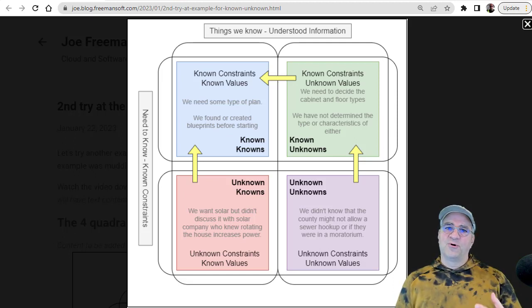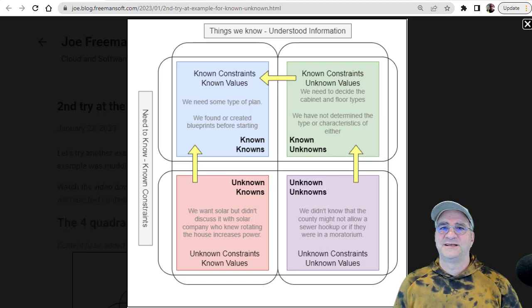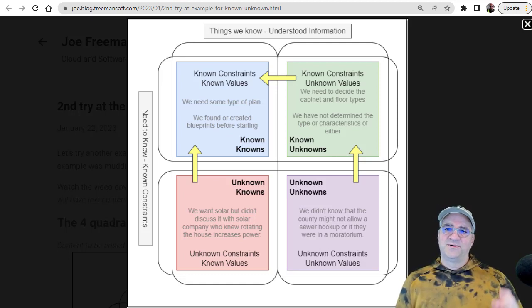So that's the four categories: known knowns, known unknowns, unknown knowns, unknown unknowns. I picked two super simple examples, each with four quadrants. Hopefully one of those will resonate with you, and that will be a better walkthrough than the last one.